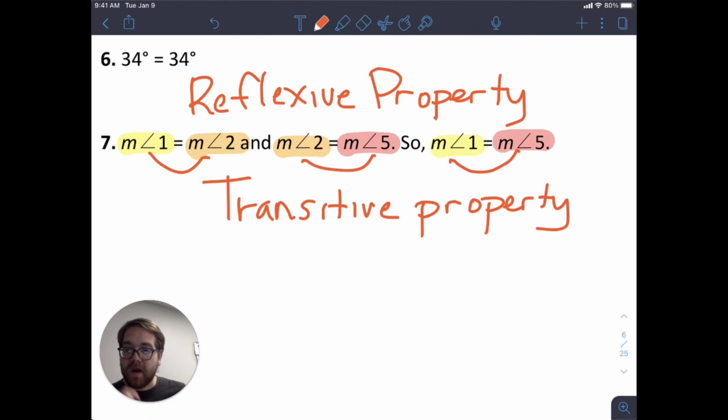The transitive property states that if two different terms are equal to the same thing, then those two are equal to each other, no matter what their measurements are. It doesn't matter to some degree what they are, but what we're seeing is that whatever the measure of angle 5 and the measure of angle 1 are, if they're both equal to the measure of angle 2, then we know that they're ultimately equal to each other, so they'll be the same quantity.